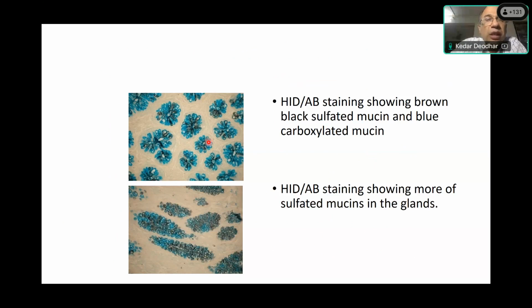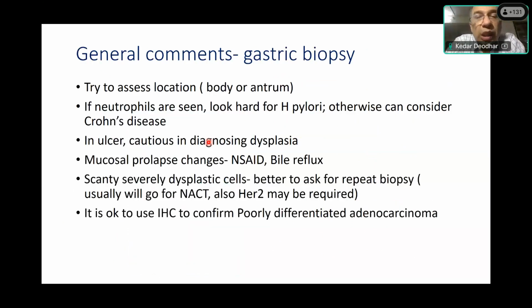Coming to general comments when we look at gastric biopsies: whenever we have a biopsy, we try to assess the location. Are we seeing gastric glands such as chief cells and oxyntic cells, or only foveolar cells or antral-type epithelium, which are mucin producing cells? Even if the endoscopist does not tell you which part of the stomach the biopsy is derived from, we should be able to tell from the constituents of the biopsy whether it is from the body or the antrum.